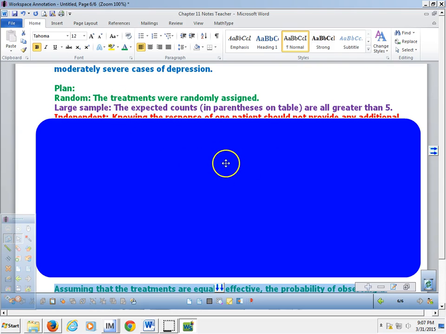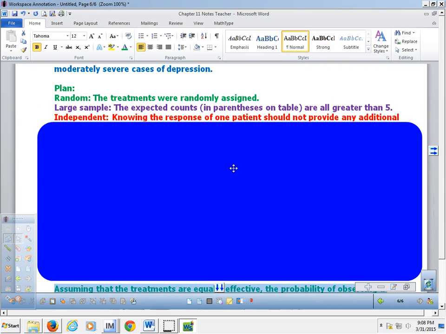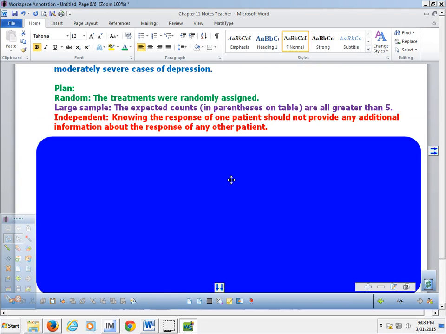Do notice that we're talking about an experiment here. And so the random has to talk about the random assignment to the treatments, not a random sample. And then obviously our independence language changes a little bit as well. Knowing the response of one patient should not provide any additional information about the response of any other patient. And so that is what we're talking about with the independence check, not a 10% condition, because we're not sampling.